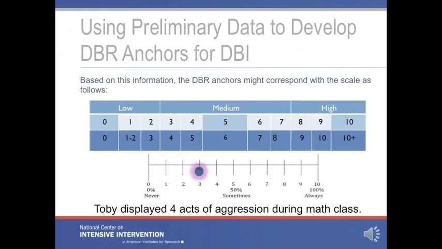A key point here is that the teacher does not need to formally collect data, but rather take a best guess as to the number of occurrences. Because the teacher is using their best guess, it is critical for them to make the rating as close to the end of the observation period as possible, rather than wait an hour or a day. This requires the teacher to have the form ready for action so that they can quickly make their ratings at the end of the period, which in this case was math class.